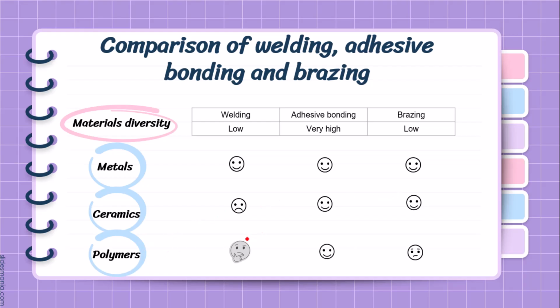Regarding the polymers, by welding processes, only some polymers which are thermoplastics can be joined, because thermoplastics can be melted and solidified, and that is why they can be joined by welding. Polymers can also be joined by adhesive bonding. By brazing, it is not possible to join polymers because of the problems associated with surface energy and wetting of the surfaces. So the diversity of the materials that can be joined by adhesive bonding is very high compared to welding and brazing.